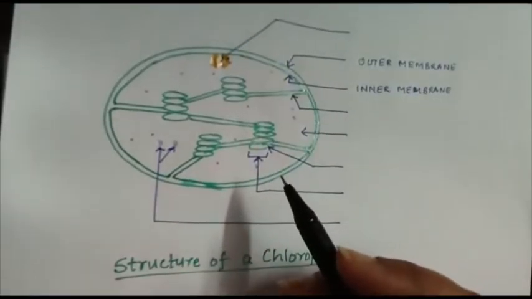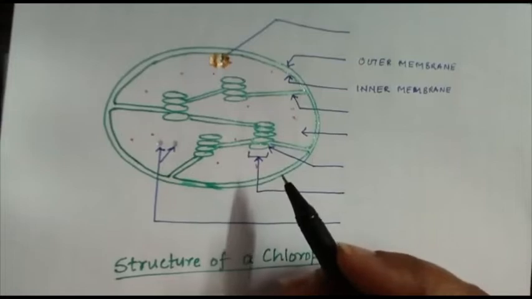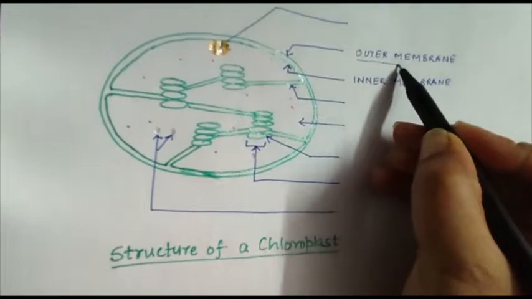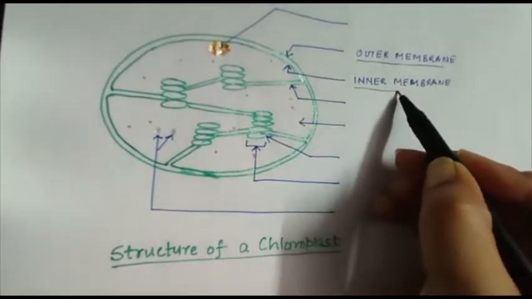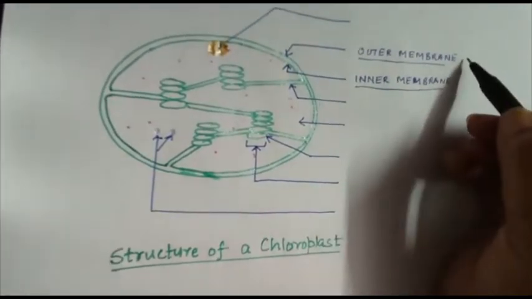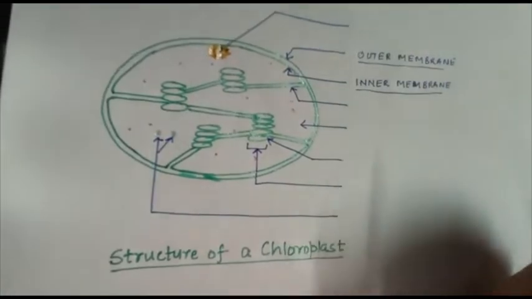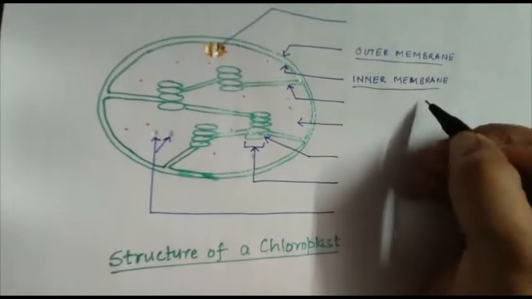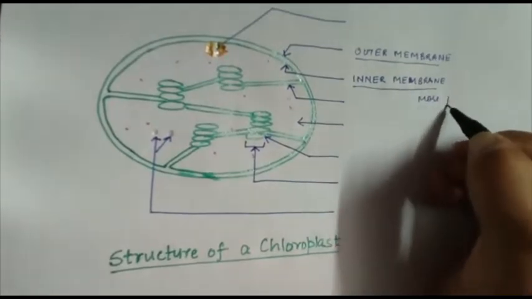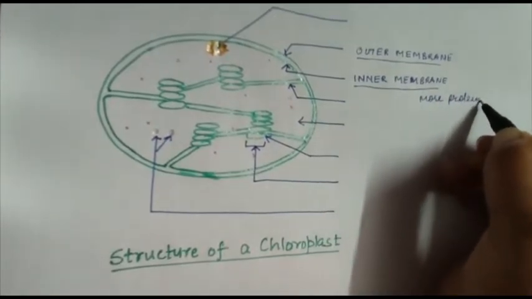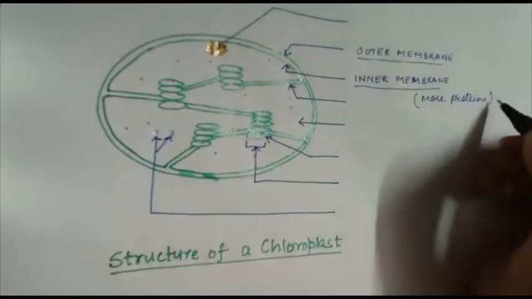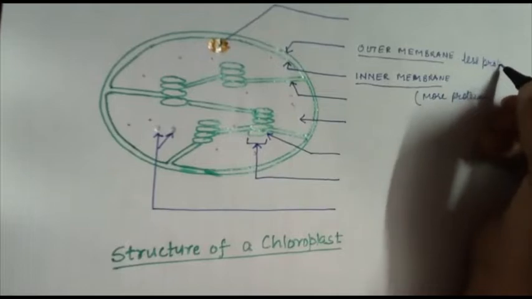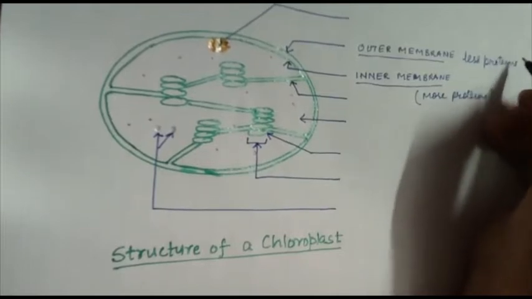Okay, chloroplast. Chloroplasts are minute oval bodies bounded by a double membrane, the outer membrane and the inner membrane. The outer membrane has fewer proteins and is permeable. While the inner membrane has more proteins and is selectively permeable, or we can also call it semi-permeable, like the cell membrane.